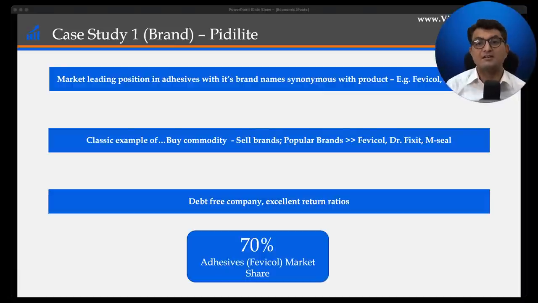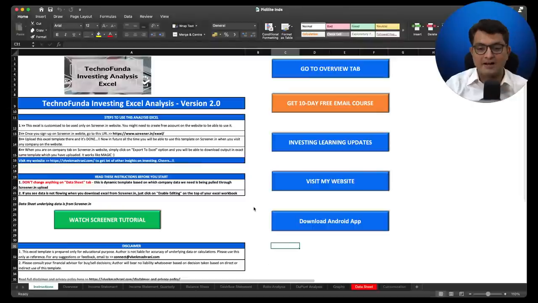And that's why it is a debt-free company having excellent return ratios, and they are capturing almost 70% of adhesives market share. Isn't it crazy? Just type crazy in the comment box. Now I'll tell you how practically to look at it.